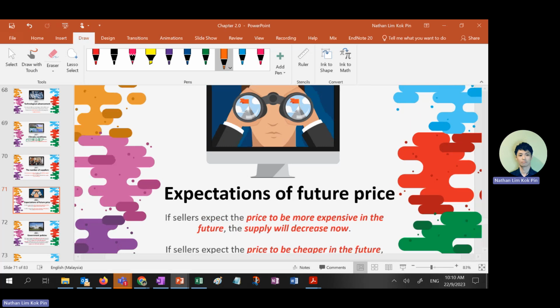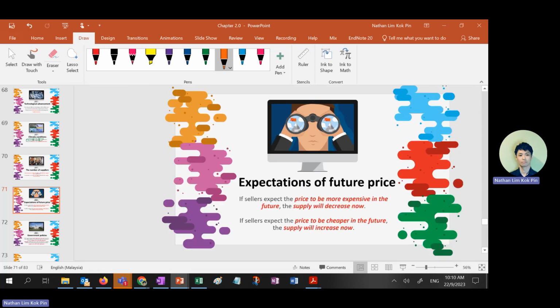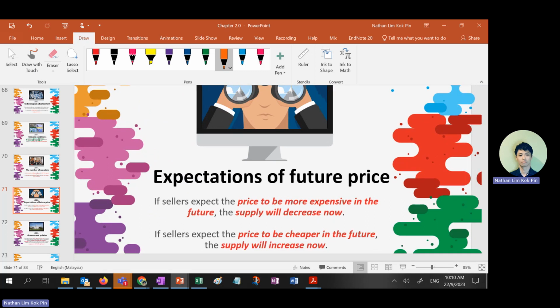Next one is expectation. Like I say, expectation is also a common factor that affects demand and supply. So you must know how to write. Expectation of future price for sellers is different. Because when the seller expects the price to increase, what will they do now?